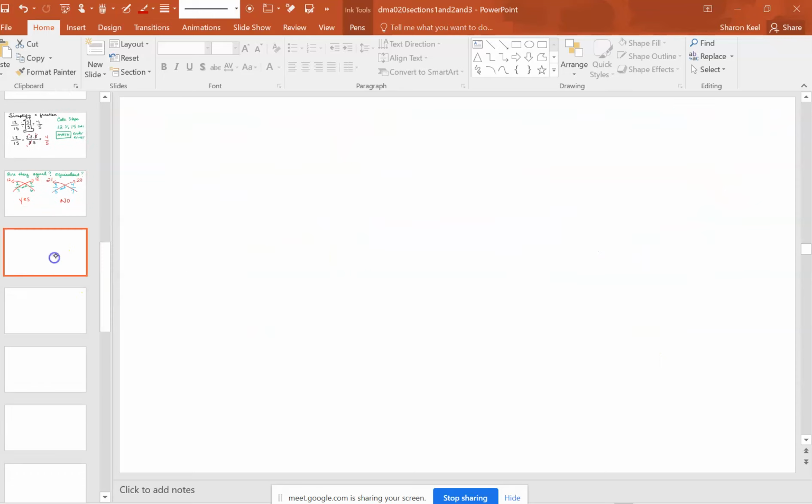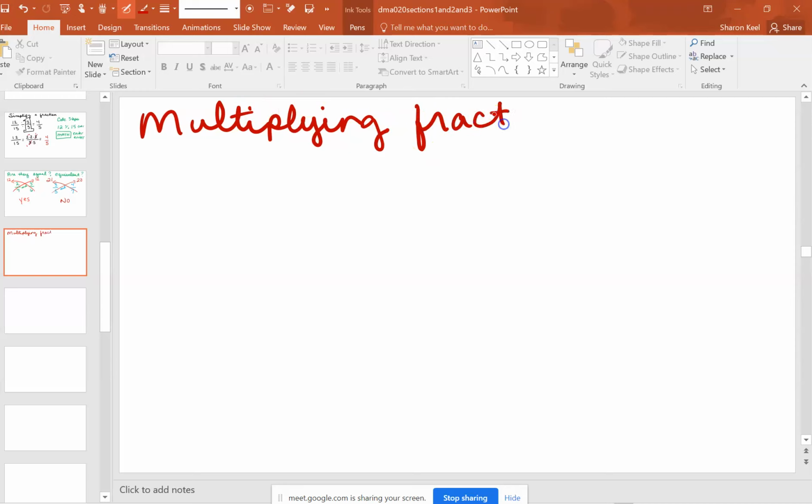Let's now look at section 3. Section 3 is multiplying and dividing. So as we're looking at multiplying fractions, when we multiply these, let me give you a sample problem. I'm going to give you 3/2 times 8 over 27.